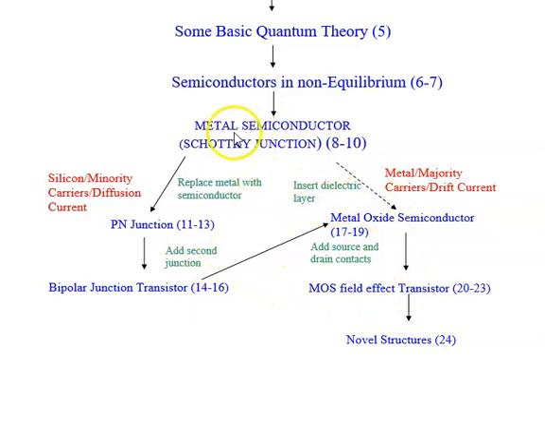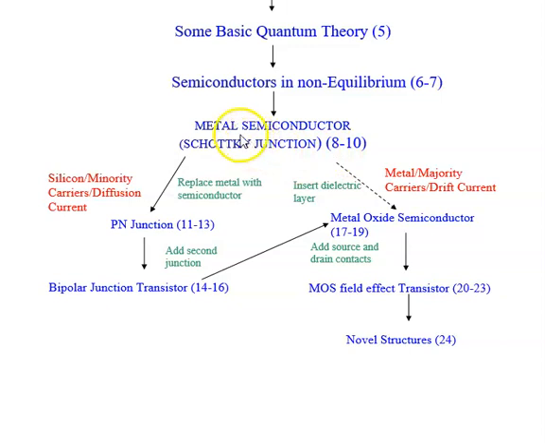So we start with a 2-layer structure, a metal which is in intimate contact with a semiconductor, and that's called the Schottky barrier or the Schottky junction, and that is covered in Chapters 8 to 10. Chapter 8 is the basic theory in equilibrium. Chapter 9 is the non-equilibrium or the bias of the Schottky junction, and Chapter 10 involves worked problems.